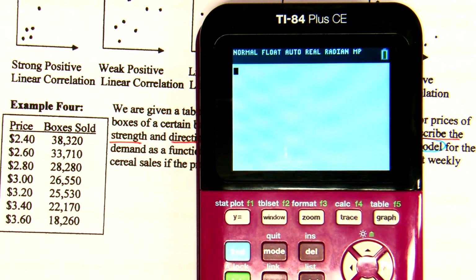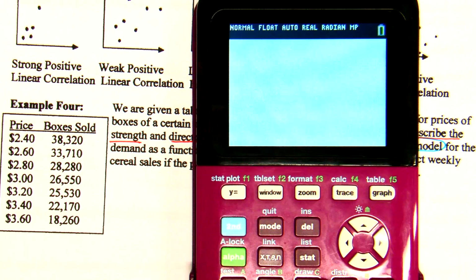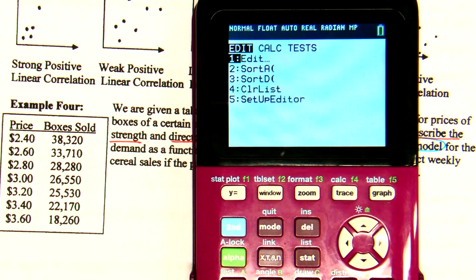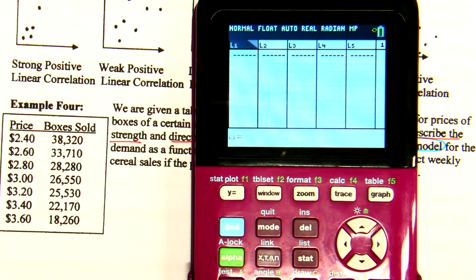We're entering it into L1 and L2, which remember, if you just hit the stat button, which is kind of over next to your arrows, go into edit, and you enter the numbers there, yes? Remember, if you already have data there and you want to clear them out, you can do clear, enter on the headings.